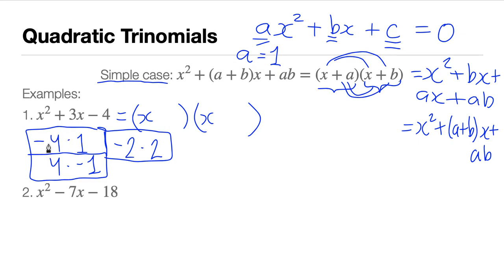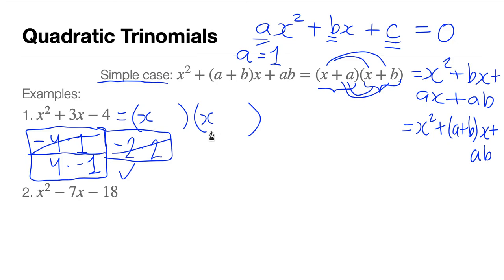So will this give us positive 3? No, actually, when added, this will become negative 3. Will this give us negative 3? No, when added, this will become 0. This will give us 0? No. Here, 4 plus minus 1. Will this give us positive 3? Well, yes, actually, this will give us positive 3.